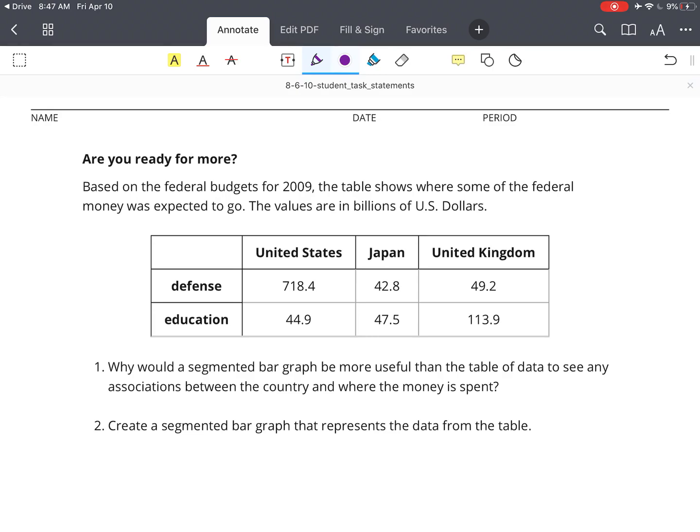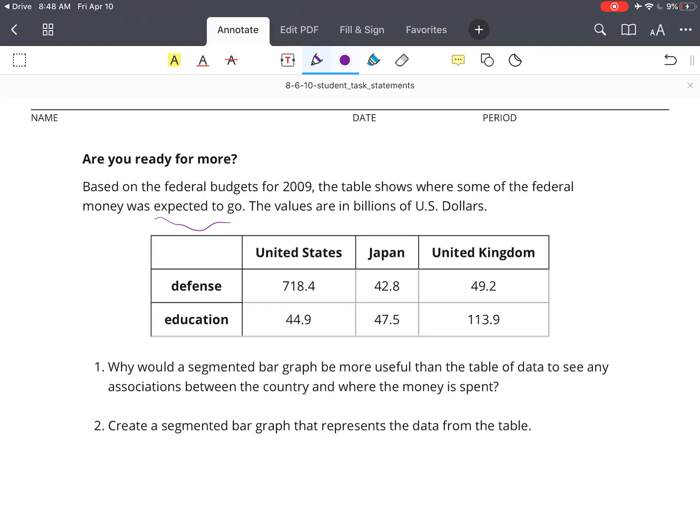Based on the federal budgets for 2009, federal budget is how much money the U.S. government plans on spending for that year, okay? The table shows where some of the federal money was, keyword here, expected to go, right? The values are in billions of U.S. dollars.